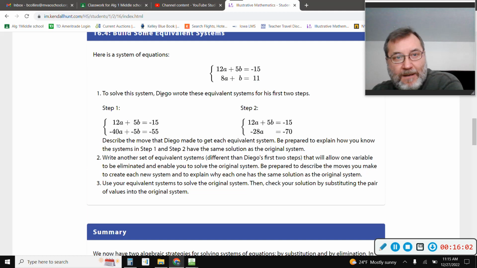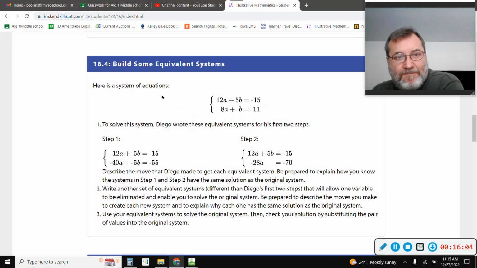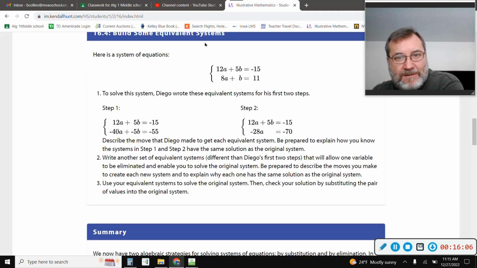Okay. So here's another one, 16.4, build some equivalent systems. All right. So here's a system of equations. You've got your A's and B's over here. To solve this problem, Diego wrote the equivalent system in 2 steps. So step 1, look at this one and look at this one. What do you think he did? Well, 12A plus 5B, negative 15. So he didn't do anything to the first one. And we went from 8 to a negative 40. So that means he must have multiplied by a negative 5.